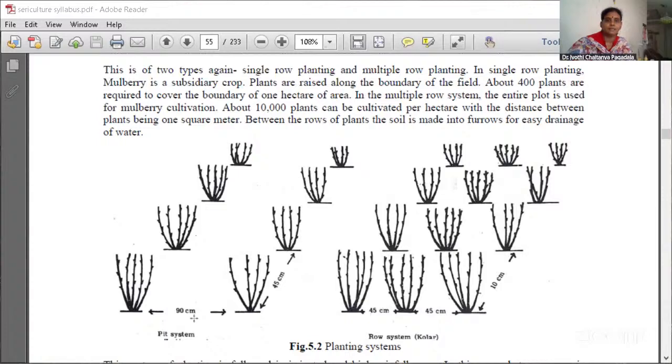In the pit system, it is 90 centimeters and plant to plant 45 centimeters. When coming to the row system, plant to plant is 45 centimeters, and first row plant to next row plant is 10 centimeters. That is the row system.